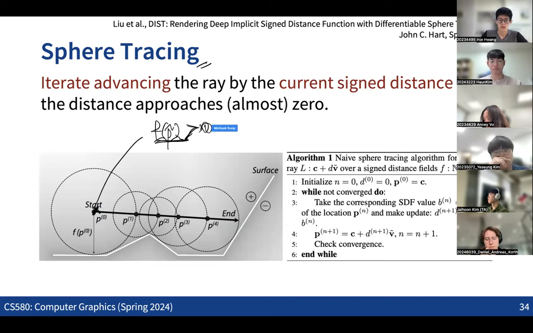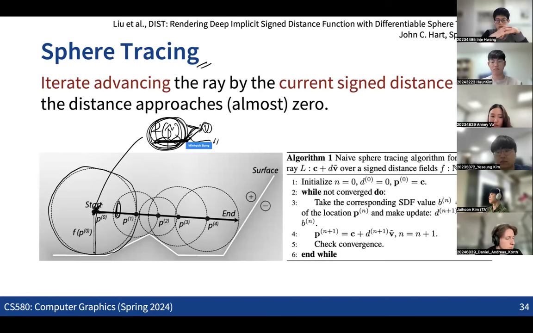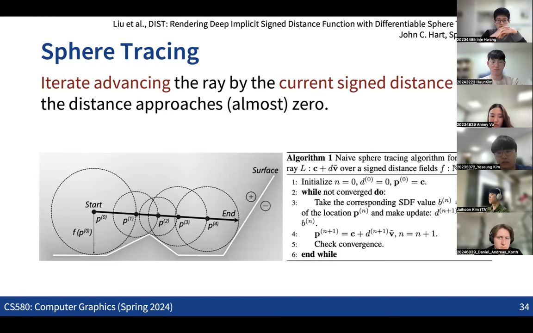this means that the closest point from this point to any point on the surface might be this. So when you measure the distance from this query point to the closest point on the surface, that becomes our signed distance, right? This basically means that it's now safe to march the ray by this distance, because within this distance there should be no obstacles in this region. If there were any objects here, the signed distance would be shorter than this. Does it make sense? It's a very simple idea.